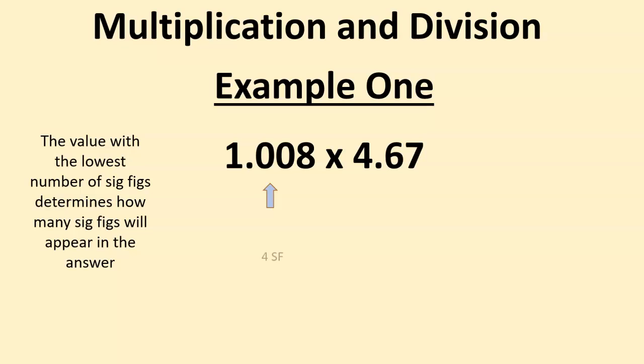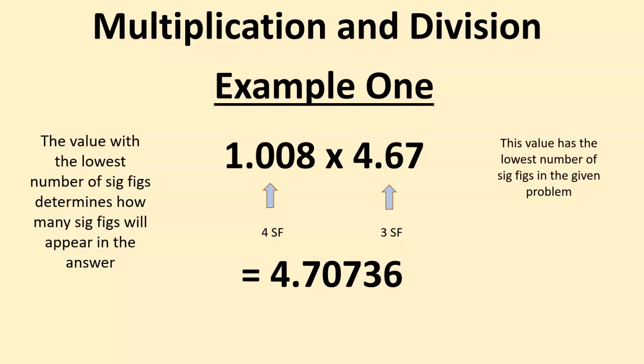So if you look at the first number, this number has 4 significant figures, and then the second value we've been given has 3 significant figures. So let's plug it into our calculator. We get 4.70736. We know that we need 3 significant figures because it is the least amount of significant figures in our given problem. Which one has it? And it is this value right here, 4.67 which is 3 sig figs. That means we round our answer to 3 significant figures, 4.71, which is your final answer.